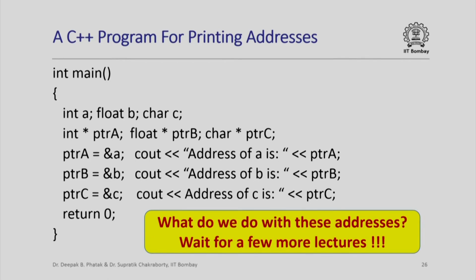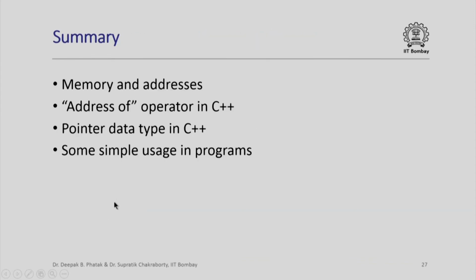And if you are wondering, did we learn all of this just to print memory addresses? The answer is no. Just wait for a few more lectures and you will see that we are going to make a lot of use of pointers in our programming. So, in summary, we looked at memory and addresses, we looked at the address of operator in C++, which gives rise to the pointer data type, and we also saw some simple usage of the pointer data type in C++ programs. Thank you.